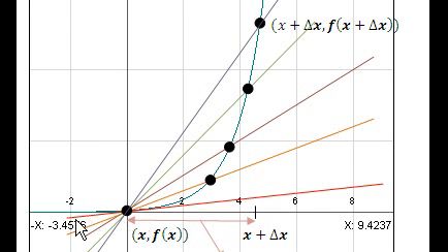Okay, so this green line here is the graph of our function, and we've got a bunch of straight lines here, and I'll explain that. We've got two important points here on the graph, x and f of x. I've centered that at the origin, but more generally it's x, f of x. And then we've got this other special point up here, x plus delta x, f of x plus delta x.